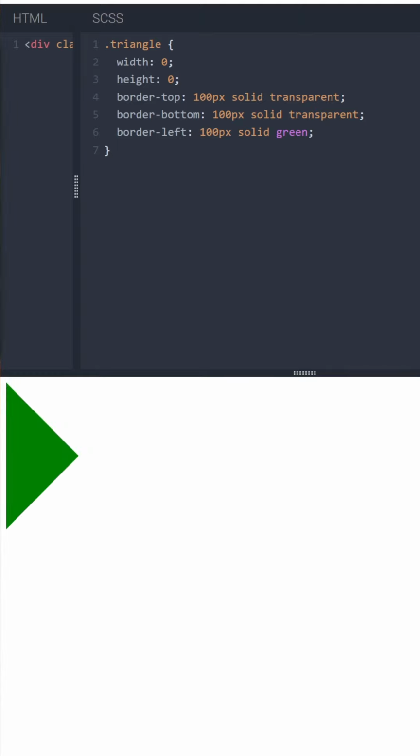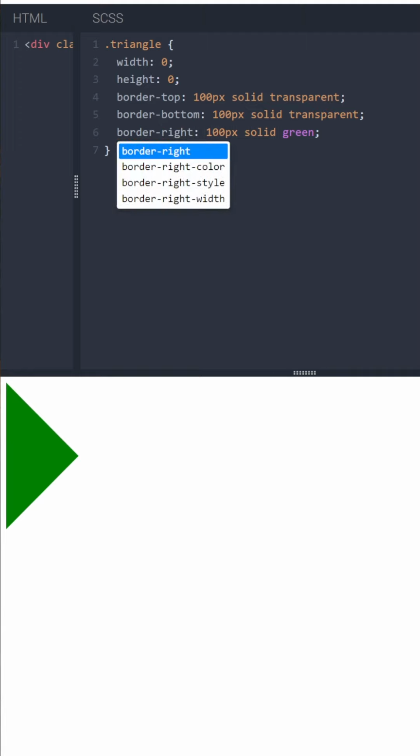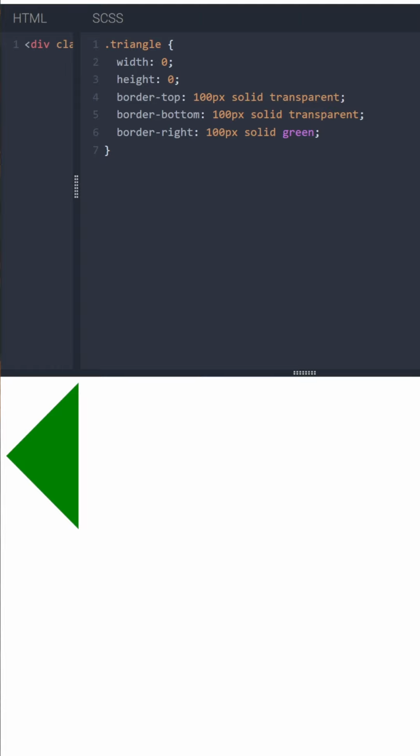It's a very ingenious way, don't you think? By the way, by changing the directions of individual borders, we can also change the direction of our triangle. It was a small, simple trick, but I hope you will find it useful.